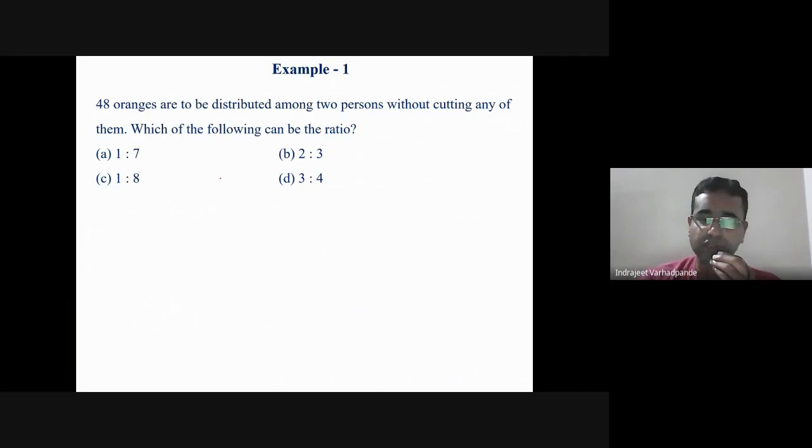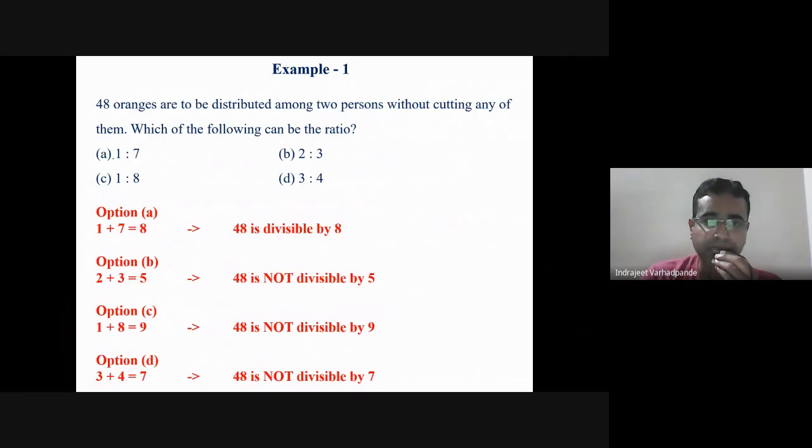See, very simple logic over here: the number should be divisible, then it fulfills the condition of the ratio. So here, option A, 1 is to 7, take the addition of the numbers. If it is divisible, then fine, it can be the ratio. Option B, 2 plus 3 is 5. 48 is not divisible by 5, so this cannot be the option. 1 plus 8 is 9, 48 is not divisible by 9, it is not the correct option. 3 plus 4 is 7, 48 is not divisible by 7, therefore it cannot be the option.